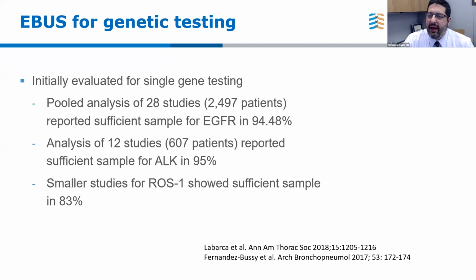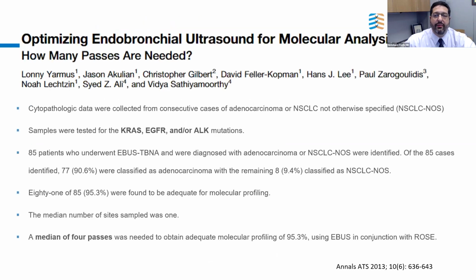So how has EBUS done? How has EBUS performed for genetic testing? Well, as we said, 5-10 years ago, we were evaluating EBUS only really for single testing of EGFR, ALK, ROS1, and it showed that it performed quite well. EGFR 94% had sufficient sample for that, ALK 95%, ROS1 83%. And then there started to be some thought about how do we standardize this? How do we optimize this with the number of passes that we put for cell block?